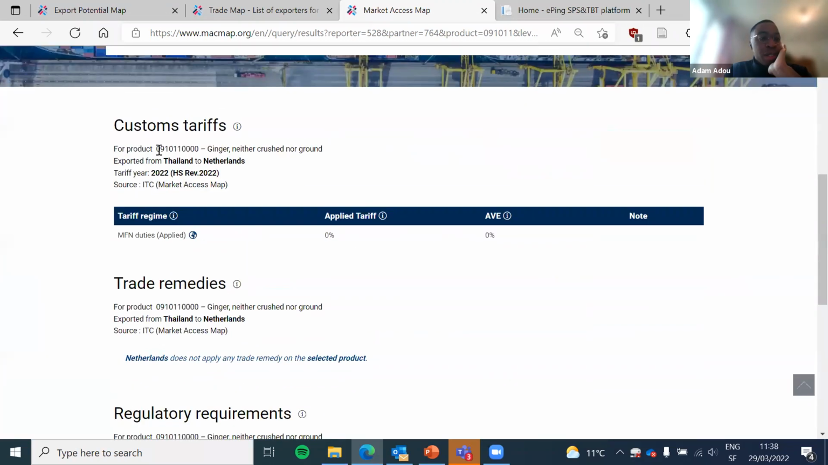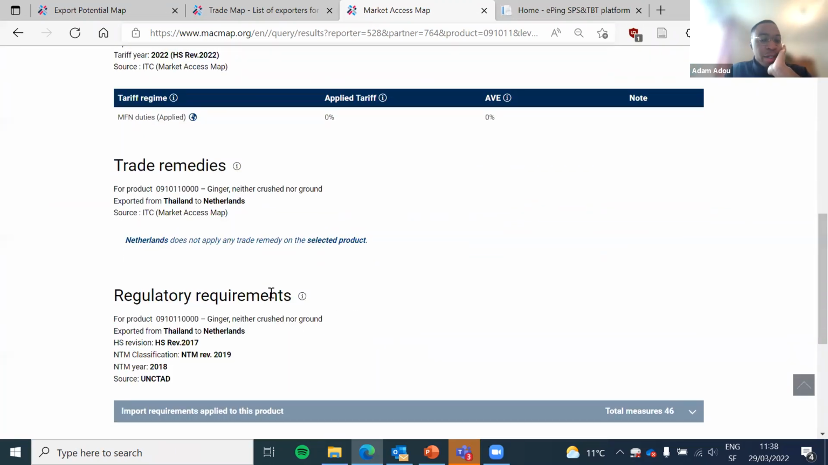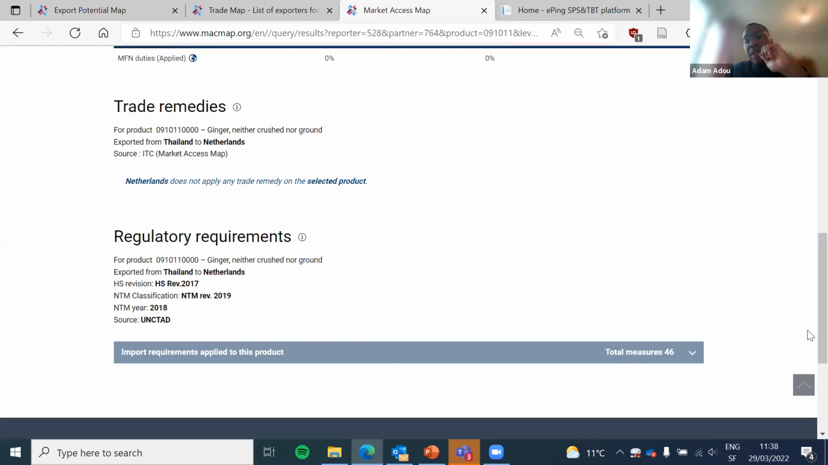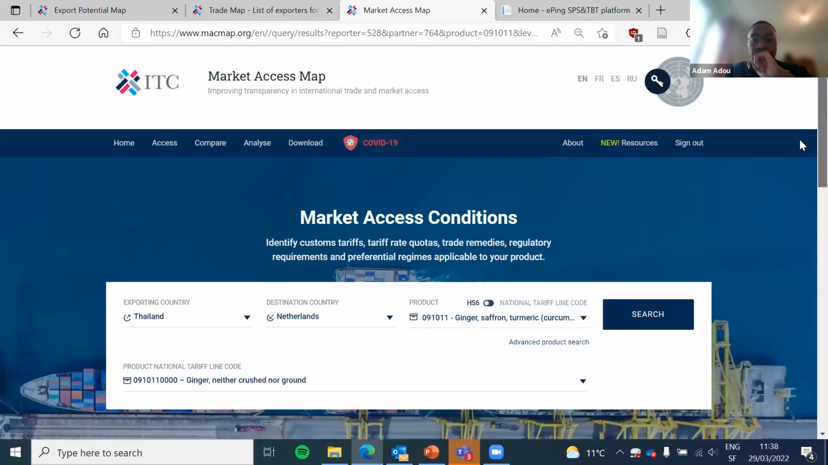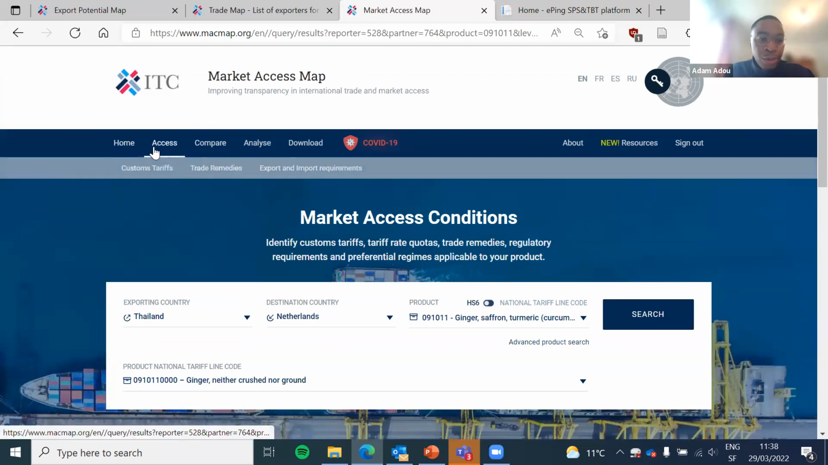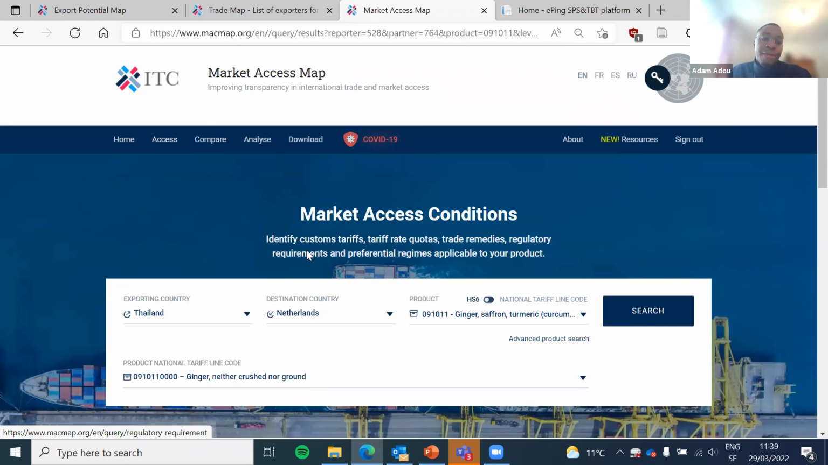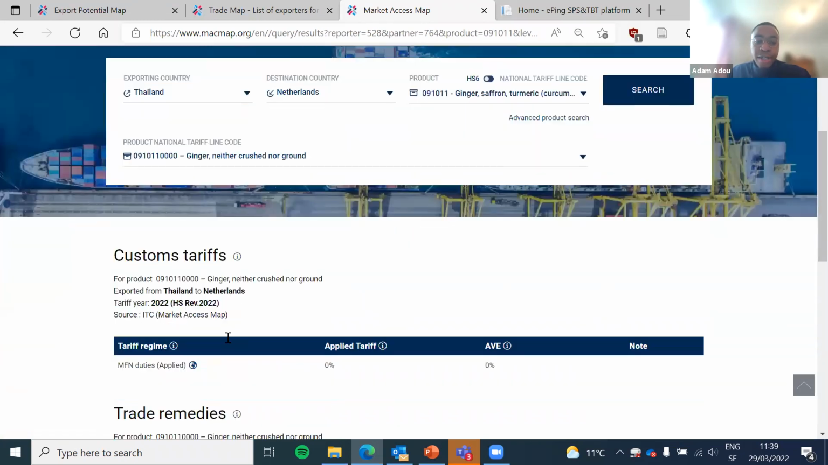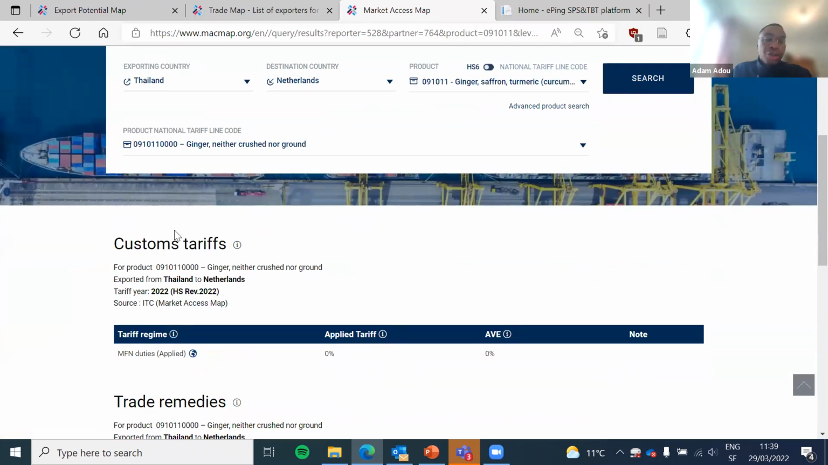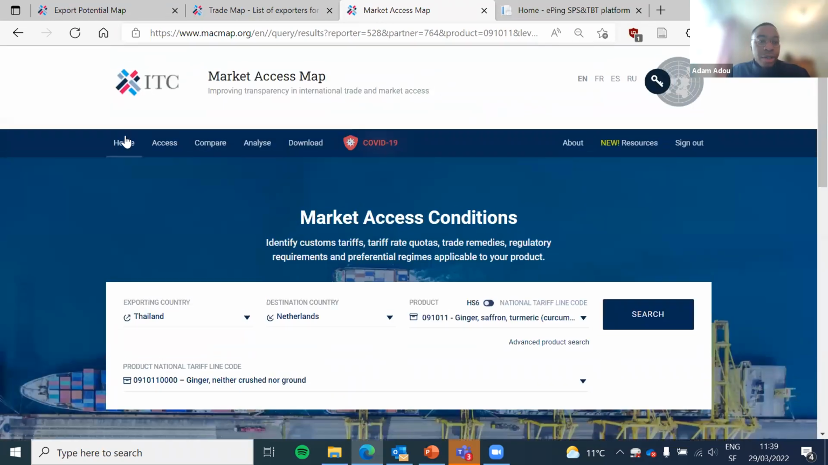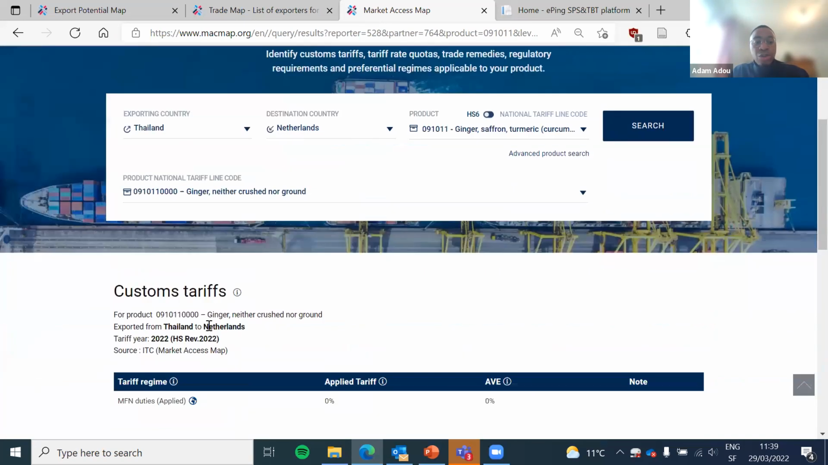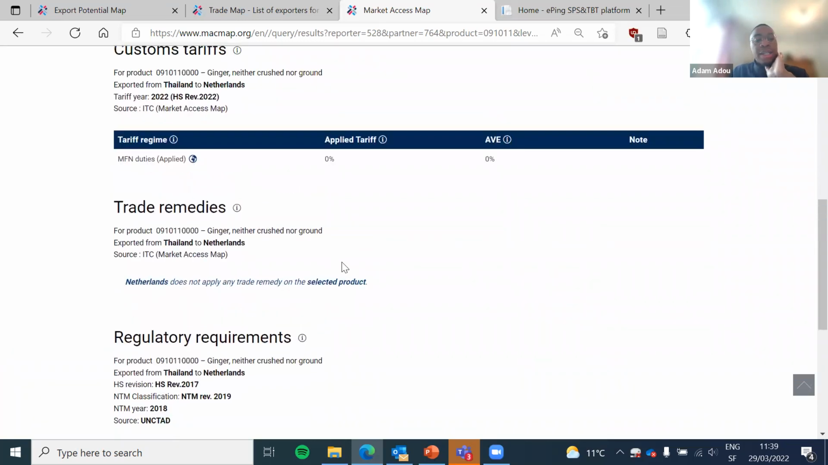And then all types of information like customs tariff, trade remedies, regulatory requirements, you can see in more depth using their specific modules here on Market Access Map. So if you want information regarding only customs tariff, you click on the customs tariff module. Same for trade remedies and the same for export and import requirements. But you will find basically the same information that you find in the summary here. So for a first search, I would advise you to go directly to the home page and look for every kind of market access information.